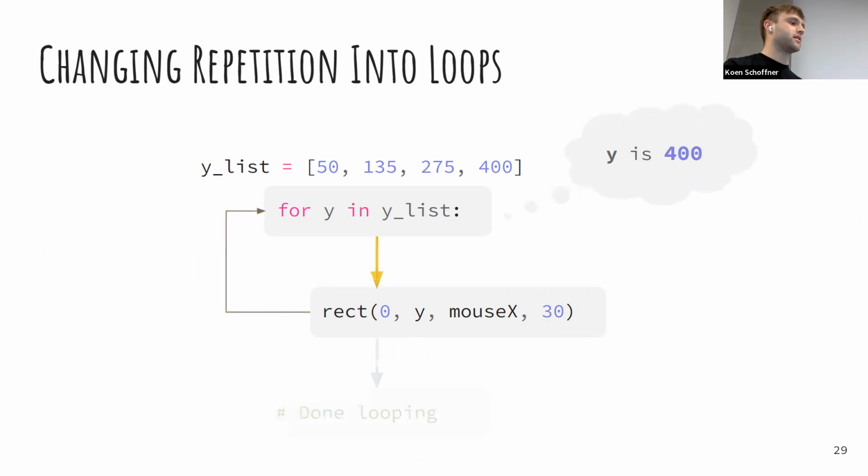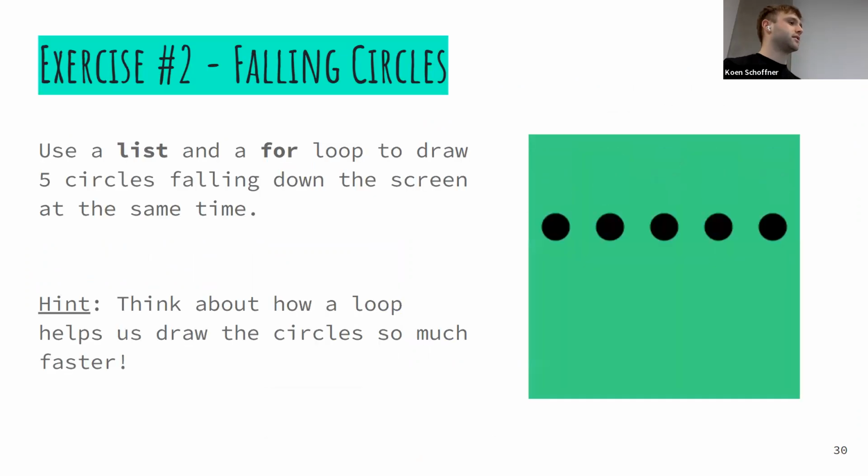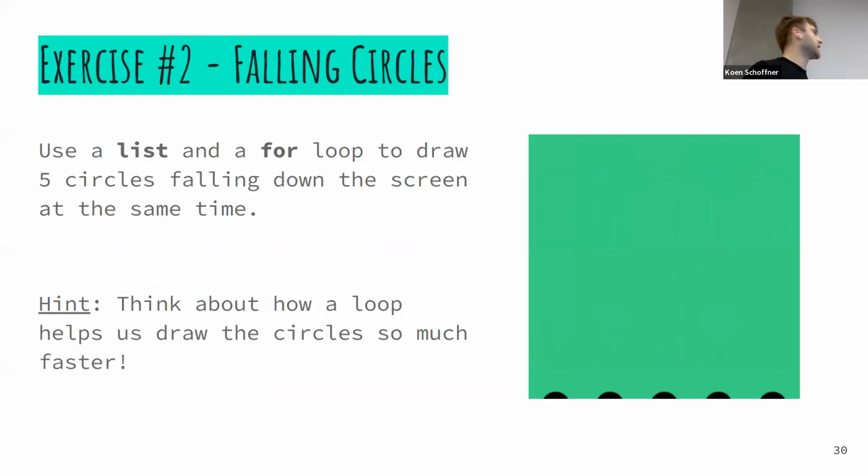Each time it iterates through, you guys can see that the value of y is changing, right? So let's try this again. For this exercise, I want you guys to use a list and a for loop to create some balls falling from the ceiling.